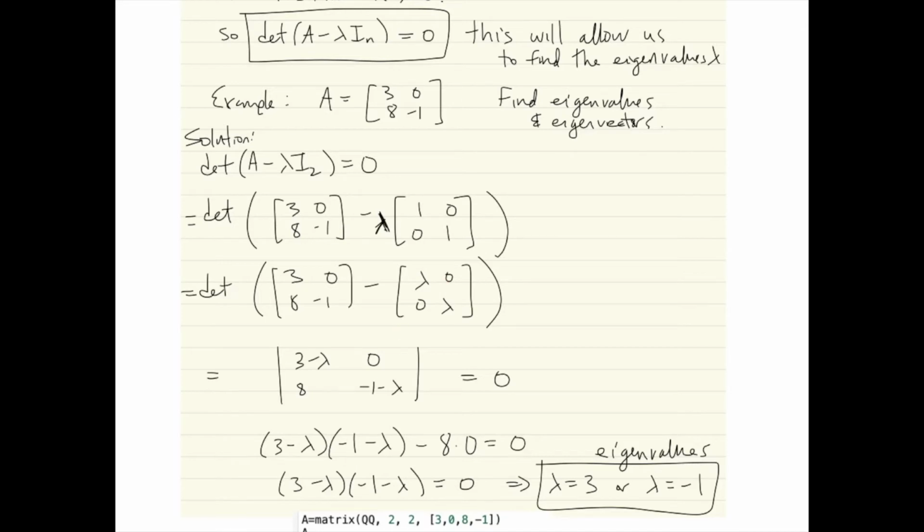Then subtraction of matrices is element-wise. So 3 minus lambda, it comes from here, 0 minus 0, 8 minus 0, negative 1 minus lambda. And then we want to take the determinant of the resulting matrix. That's denoted by these absolute value signs, if you will. The determinant is the product of the diagonals minus the product of the off diagonals in the 2 by 2 case. And so we get this, and then simplifying and doing the algebra, we get that the eigenvalues are 3 and negative 1.